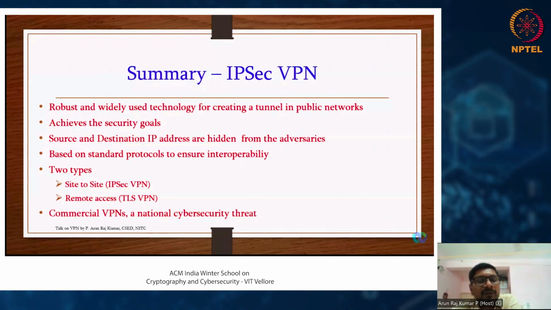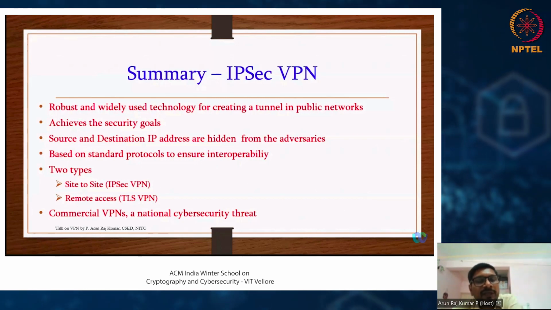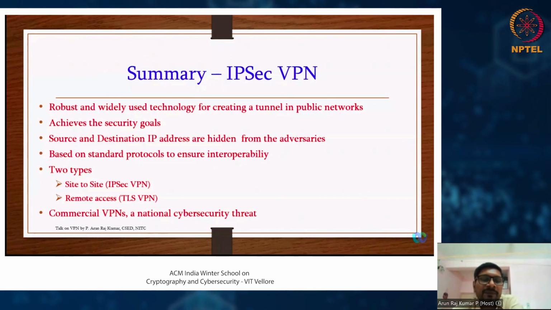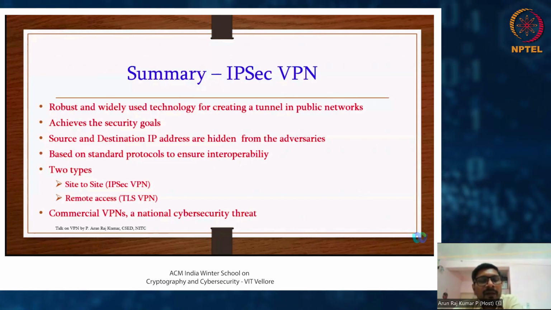There are two types of VPN: site-to-site and remote access. Site-to-site is mostly IPsec VPN. Remote access can also use IPsec VPN, and sometimes they also use TLS VPN. Even in remote access, we can use IPsec VPN. The ISAKMP that I talked about, with two phases, can also be used as a remote access VPN. In remote access, TLS VPN can also be used.